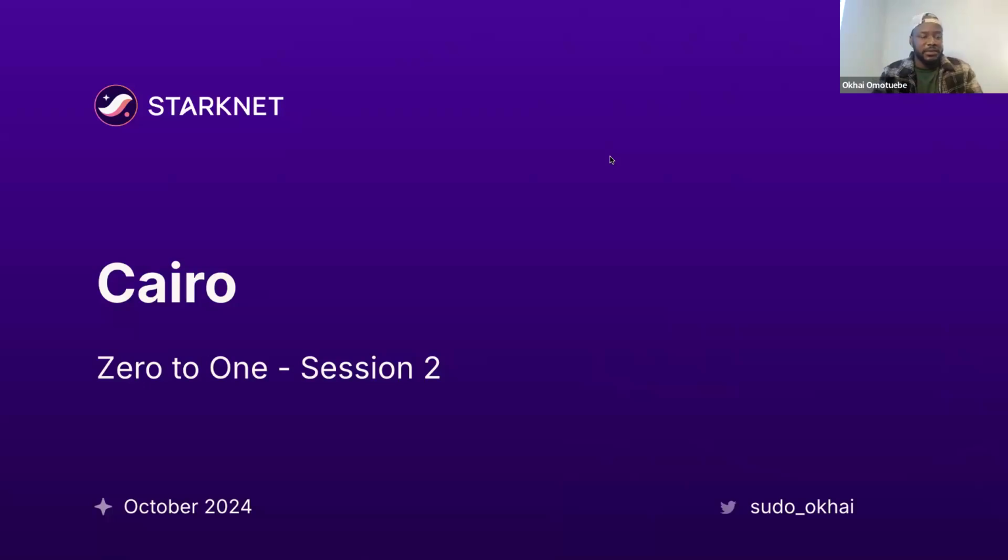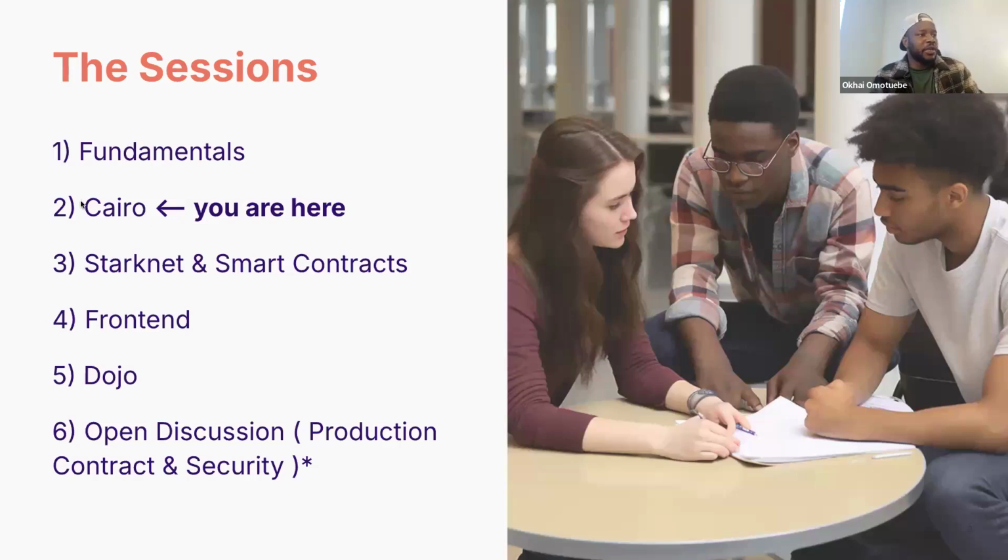Okay, so this is session 2, and we're going to be going over Cairo. Last week we went over Starknet and Cairo at a high level, but this Basecamp is mostly focused on Cairo, so we're getting started today. Next week is going to be Starknet and smart contracts, and then we go to front end and Dojo.